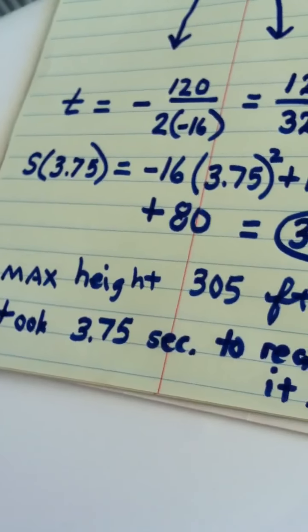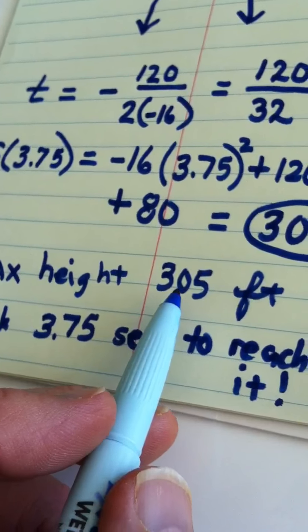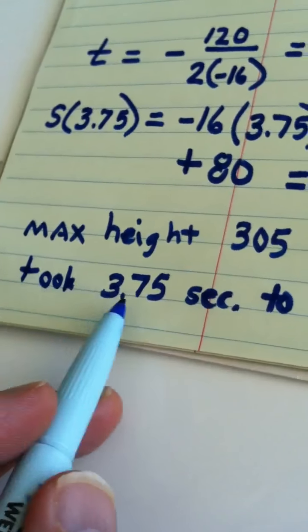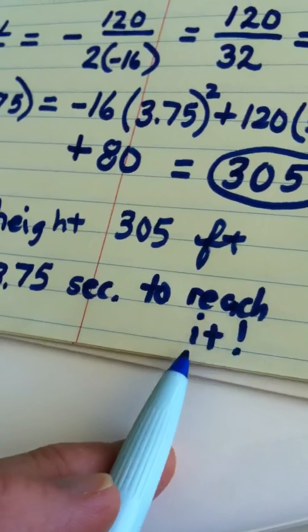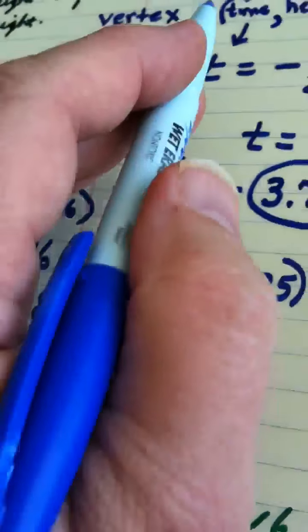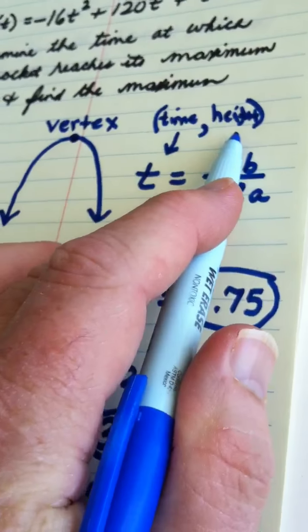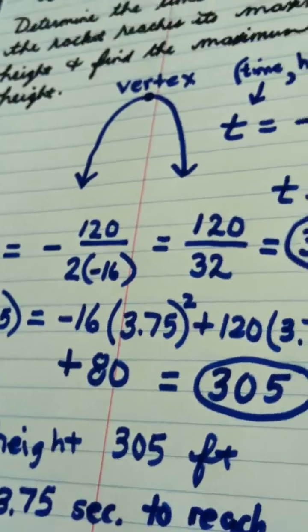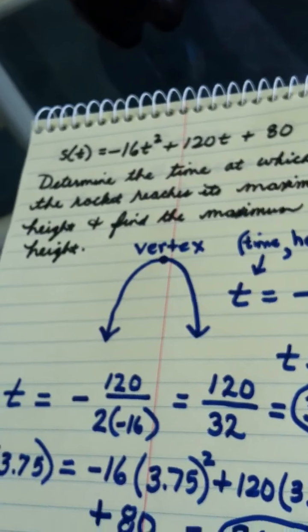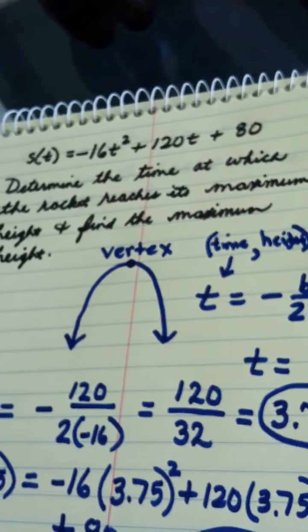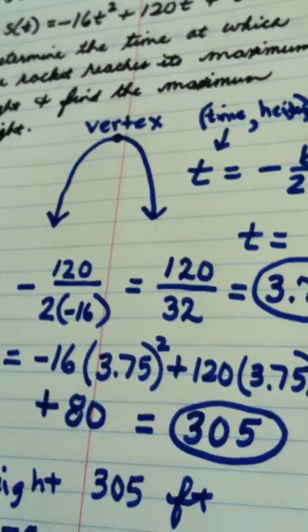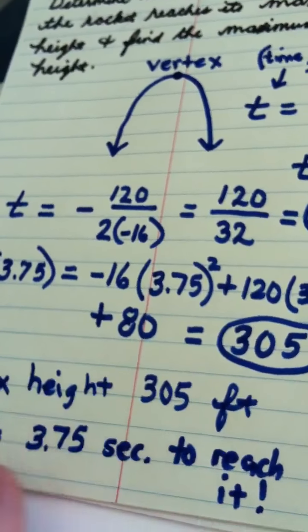Alright, so there we go. The maximum height is 305 feet, and it took 3.75 seconds to reach it. Time is input, height is output. So basically, all you had to do on this worded problem, this model, this position function, was apply the vertex formula and then interpret the results.